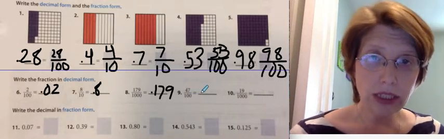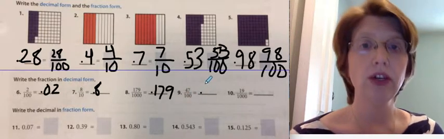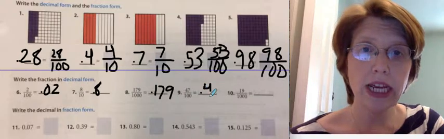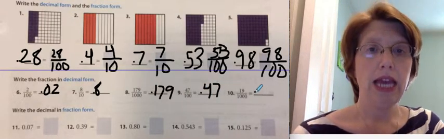Do my numbers and zeros line up on this one? I've got a 4 and 1 0, 7 and another 0. Yep. So this is going to be 47 hundredths. Now what about this one?